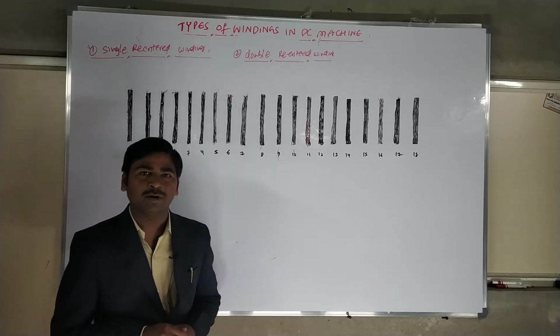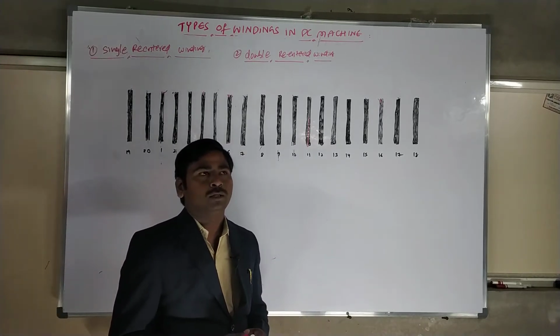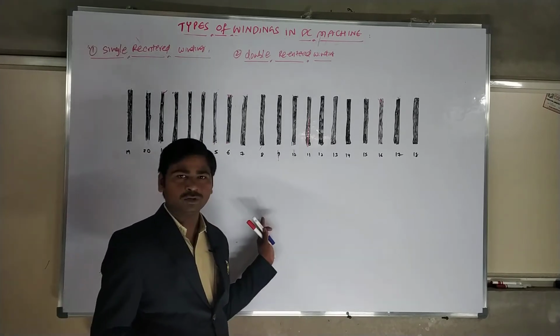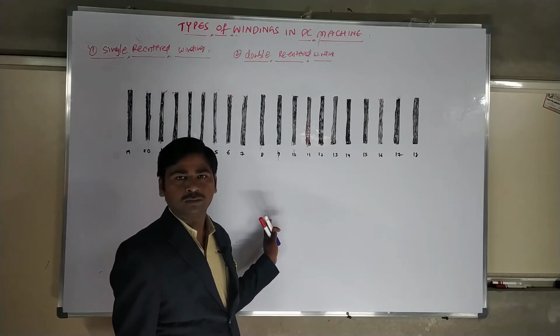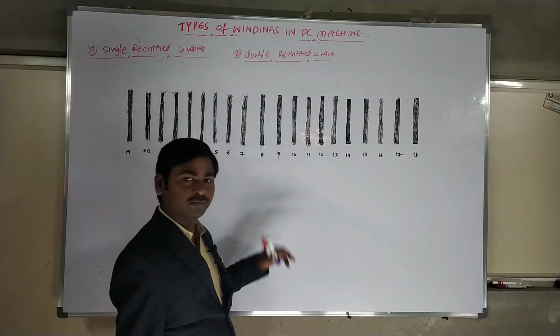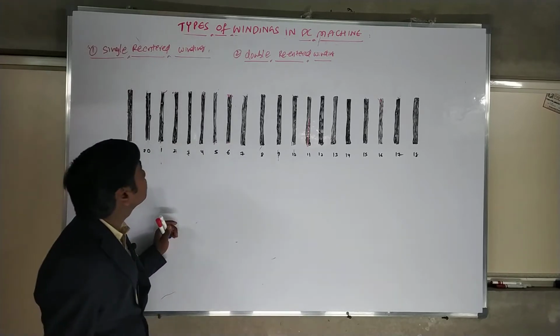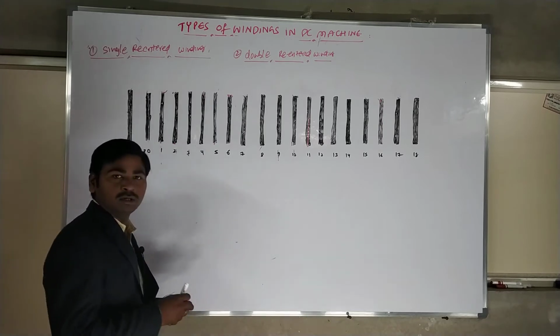These types of winding we generally see in duplex windings. If you want to know more before watching this video, please watch the video on simplex, duplex and triplex windings. After that you can understand this video very clearly. What is a singly re-entrant winding or a doubly re-entrant winding?